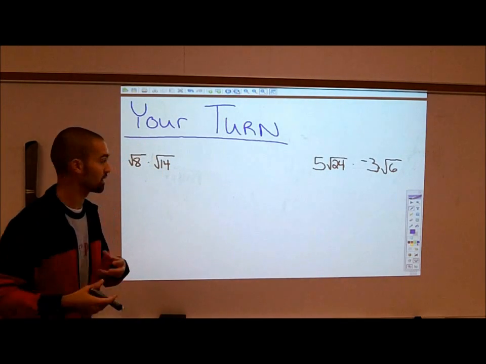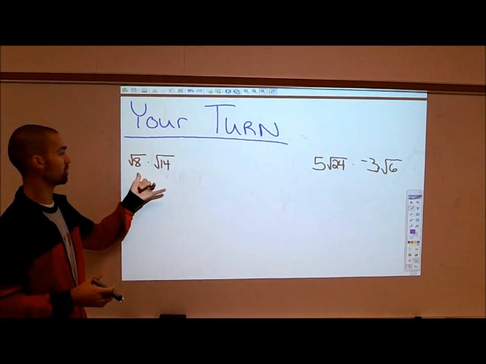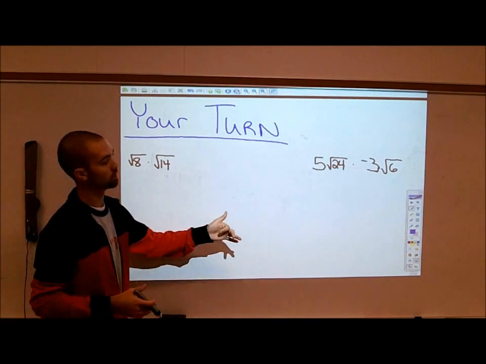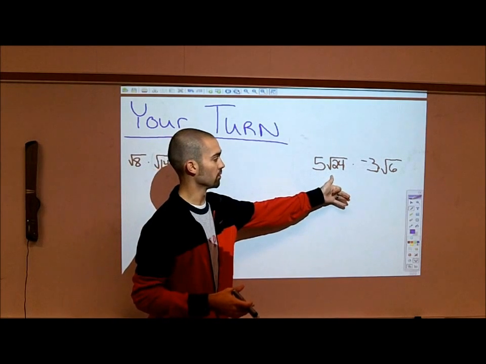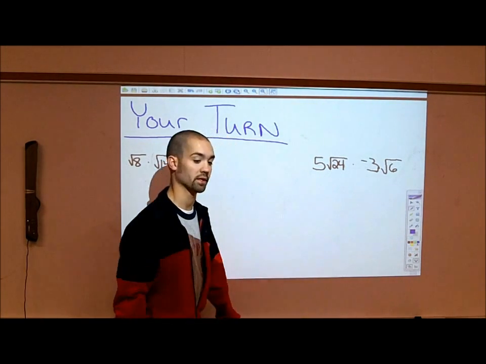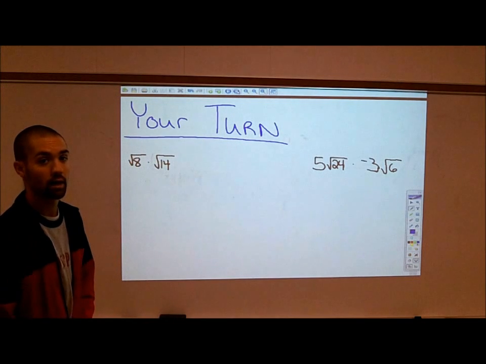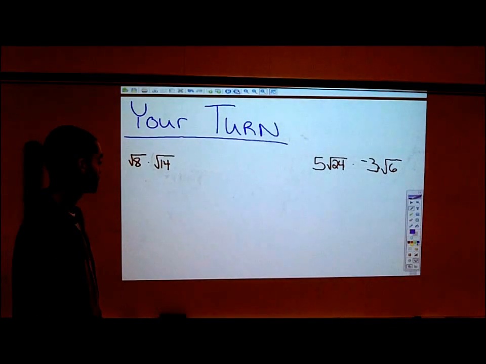So, it's your turn. Go ahead and try these two problems. Square root of 8 times square root of 14. 5 times square root of 24 times negative 3 times square root of 6. So go ahead and pause now and simplify.